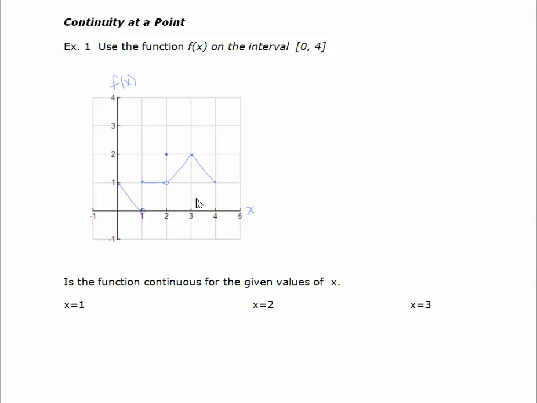So what I'd like you to do is just state yes or no right above the x value, right down here, whether you think the function is continuous or not continuous at that point. So pause the video, write yes or no for x equals 1, x equals 2, and x equals 3, and then start the video again.